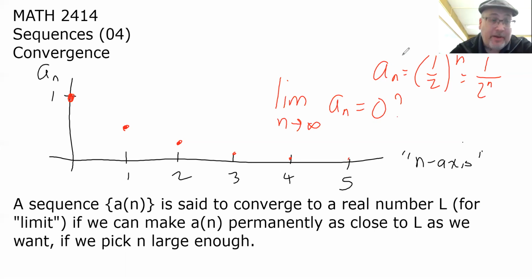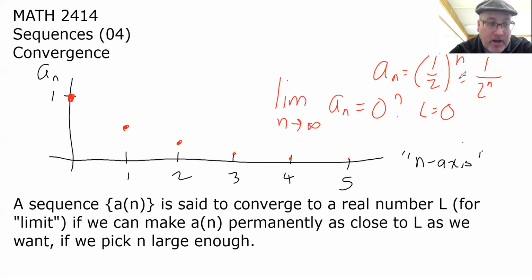Well, and I'm just reading this definition below, a sequence a_n is said to converge to a real number L. In this case, we're saying our limit is 0. That's what L is for. If we can make a_n permanently as close to L as we want, if we pick n large enough. What does that mean? That means no matter how close to 0 we want to get, at some point this sequence will go there and beyond.